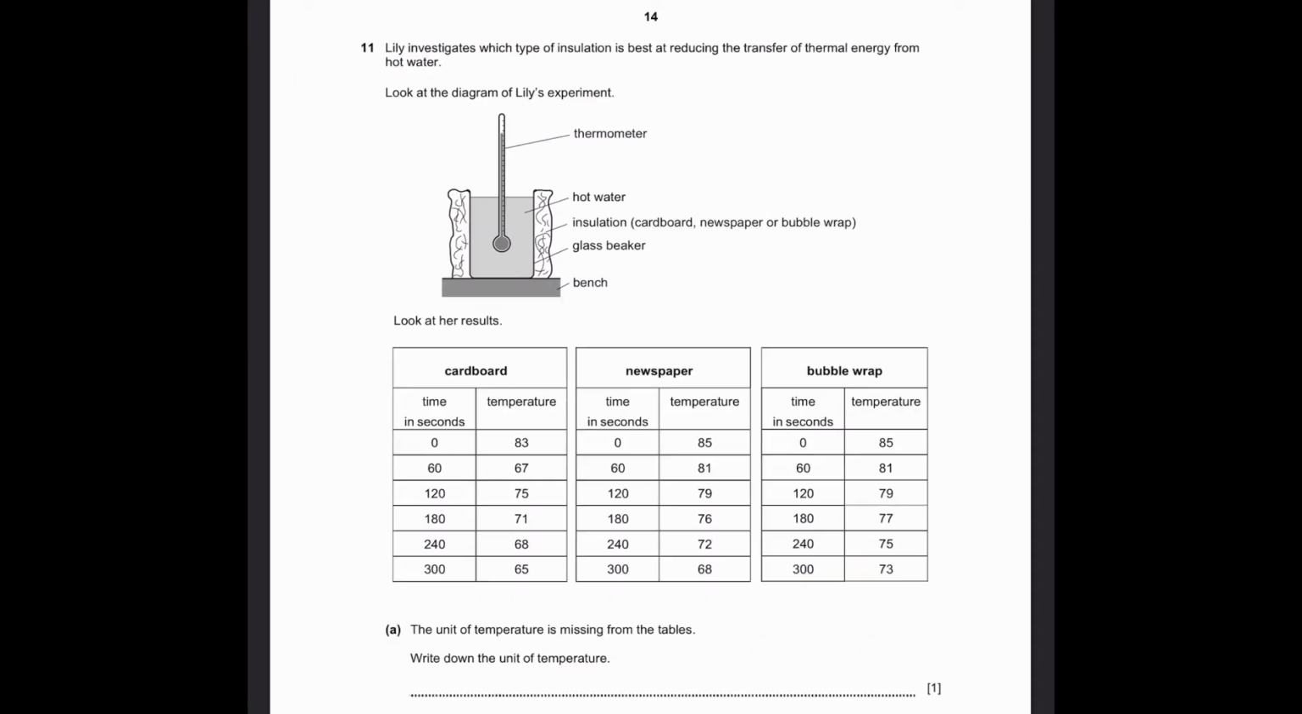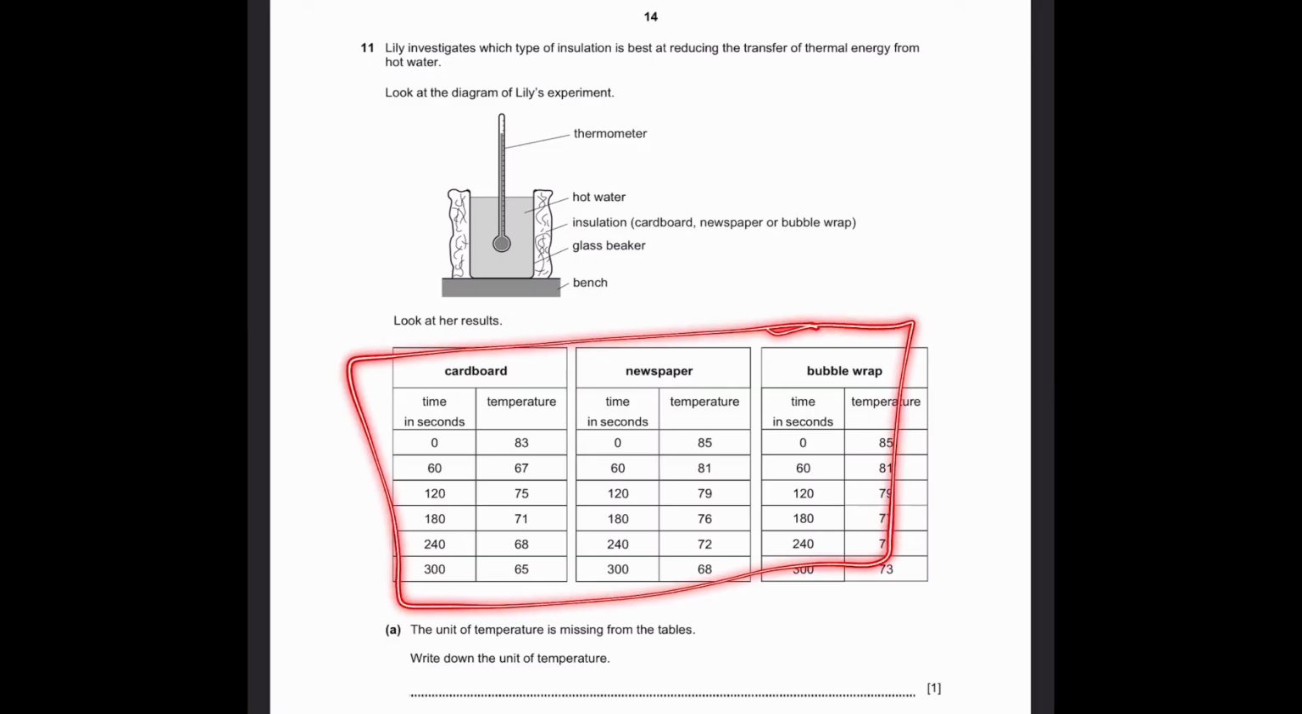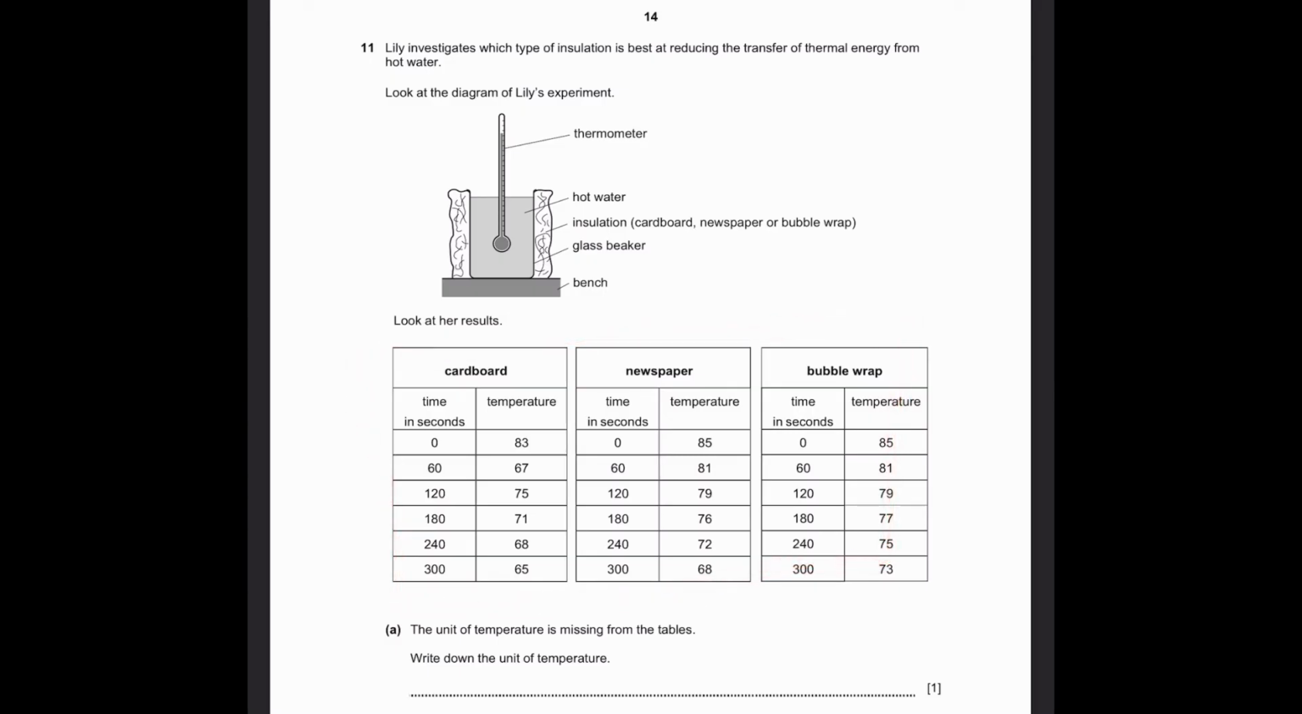Let's go to question 11. Lilly investigates which type of insulation is best at reducing the transfer of thermal energy from hot water. Look at the diagram of Lily's experiment. We have the diagram here, and her results are also given in 3 different tables. A. The unit of temperature is missing from the tables. Write down a unit of temperature. We can see in the tables that it's just written temperature here, although there's no unit given, and that's what we need to write. The unit of temperature is just degrees Celsius. And you can write the symbol as well, which is degrees Celsius, like this. That's our answer. Let's go to part B.